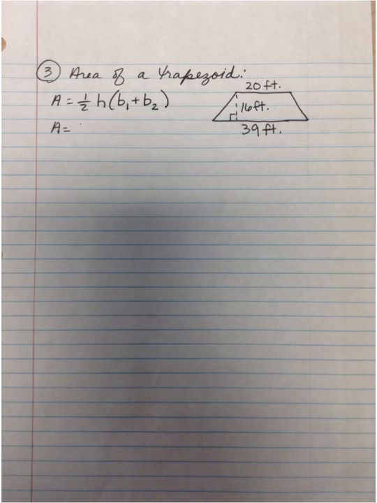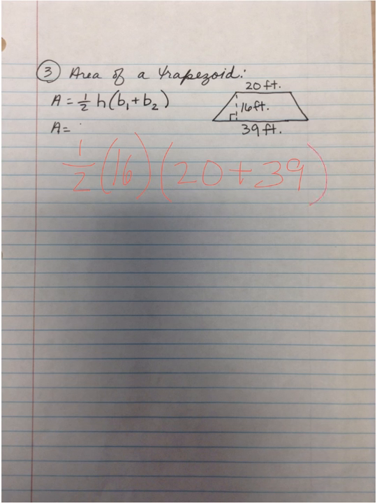And so if I have a trapezoid that has a height of 16 feet, and then the bases are 20 feet and 39 feet, because the bottom is, in this case, longer than the top, I'm just going to plug those numbers into my formula, and I'm going to say area equals 1/2 times the height, and my height is 16 feet, so 1/2 times 16, times the sum of base 1, which is 20, plus base 2, which is 39.